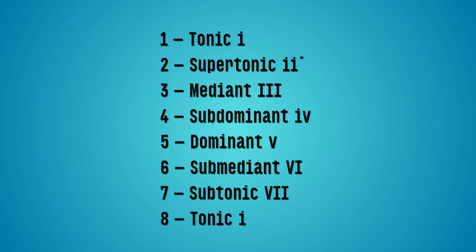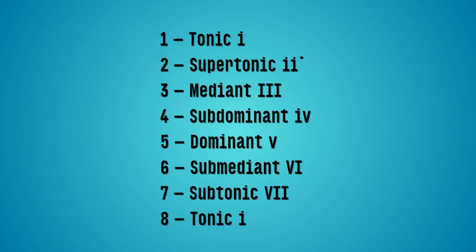Roman numerals can be used to show the chords built on each scale degree. Uppercase Roman numerals represent major chords. Lowercase Roman numerals represent minor chords. A small degree symbol represents a diminished chord.